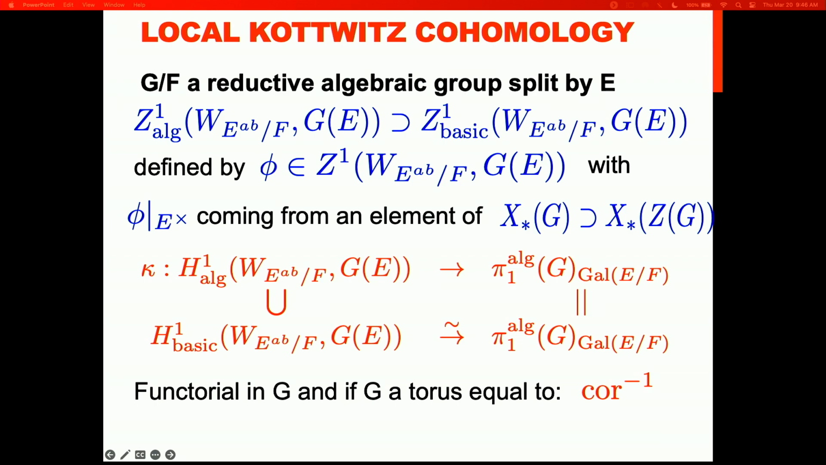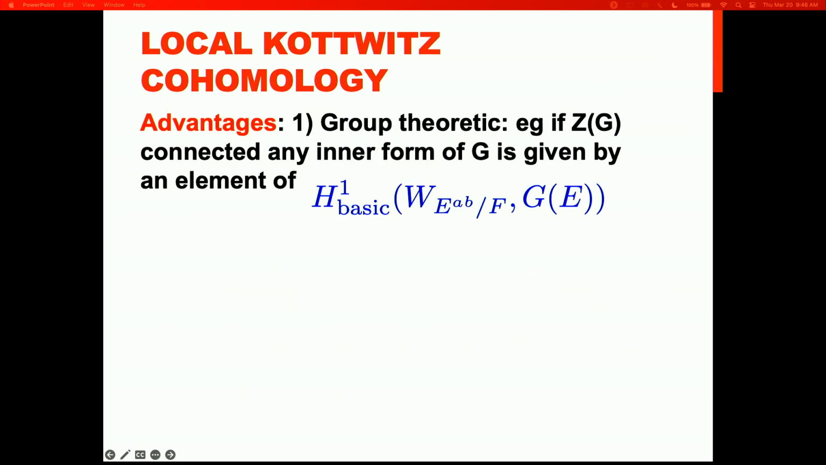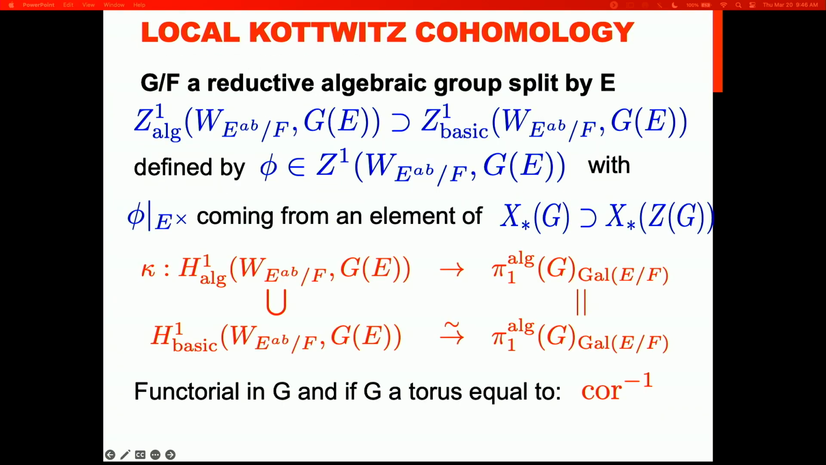And Kottwitz went on to show that the inverse of this co-restriction isomorphism, in the case of tori, so in the case of tori we had, maybe I should first tell you what the algebraic fundamental group of G is. Now it's important that G is reductive.